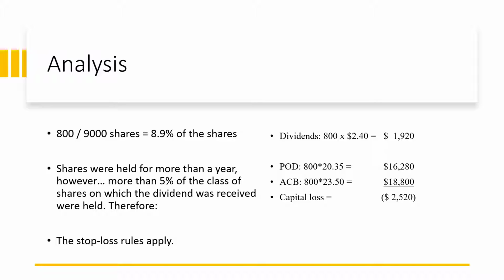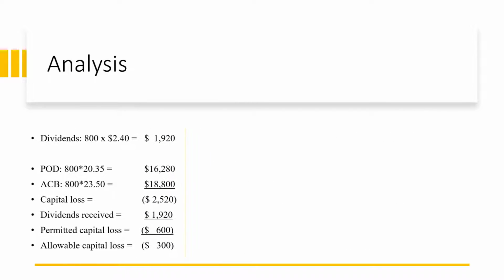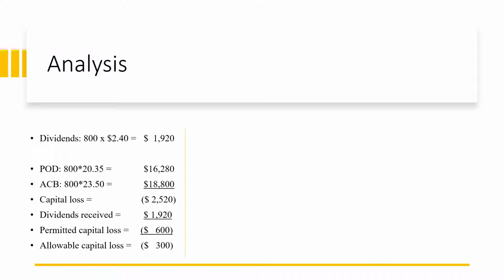And going back to the right of the screen, if we were to apply the stop-loss rules, we would subtract the dividends received from the capital loss, meaning the permitted capital loss would be $600, and using today's inclusion rate of 1/2, the allowable capital loss would be $300. We can use this information to help us calculate our NITP and our taxable income.